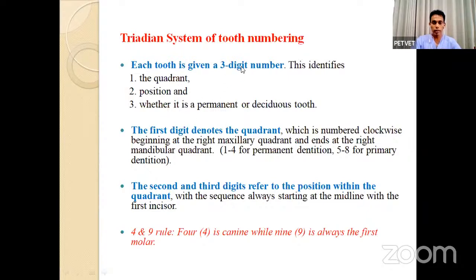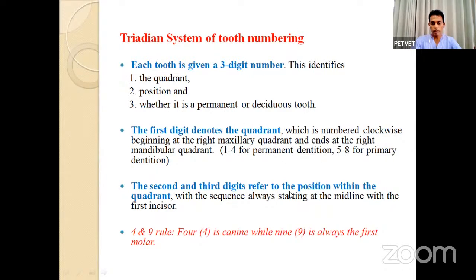Out of the 3 digits, the first one denotes the quadrant. As I told you, there are 4 quadrants: right upper quadrant, right lower quadrant, left upper quadrant and left lower quadrant. The first digit of the 3-digit number is the quadrant. Usually you start numbering with the right upper quadrant, which is number 1. The left upper quadrant is number 2, the left lower quadrant is number 3, and the right lower quadrant is number 4. So 1, 2, 3, 4 are the 4 quadrants for the permanent dentition. And when it comes to deciduous teeth, it goes as 5, 6, 7, 8. So that is also included here.